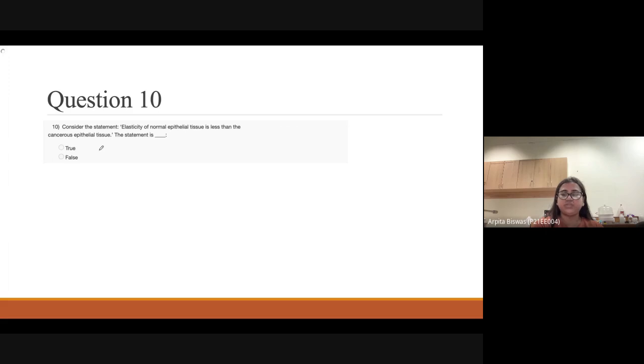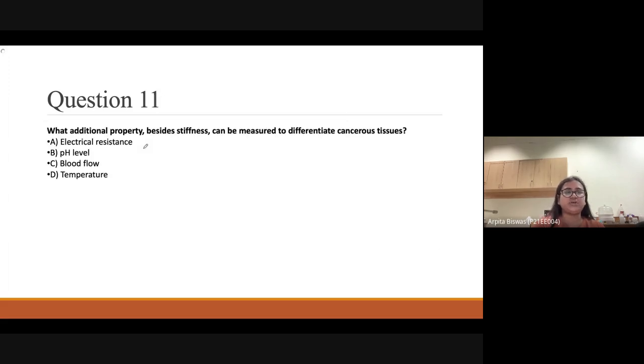So the right option is option B. It is false. Okay. So consider the statement: elasticity of a normal epithelial tissue is less. No, it is better than the cancerous epithelial tissue. Okay. So next move toward the question number 11.